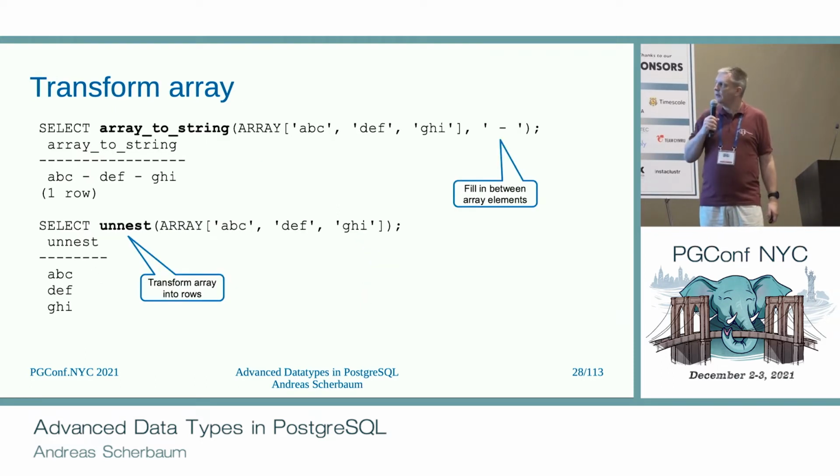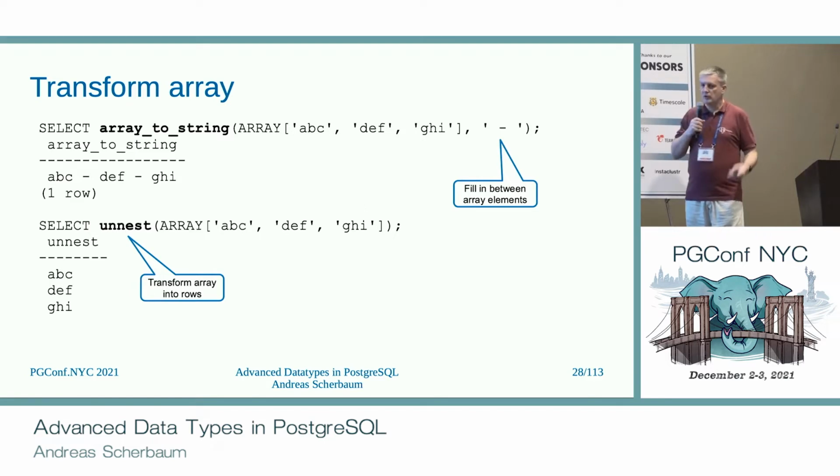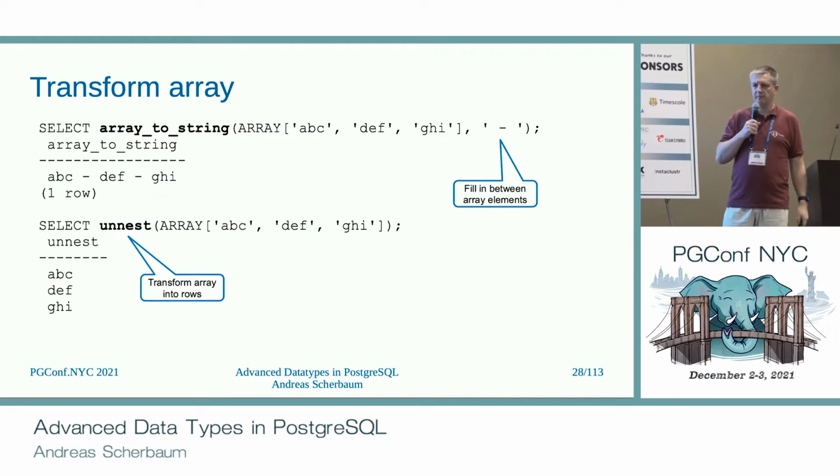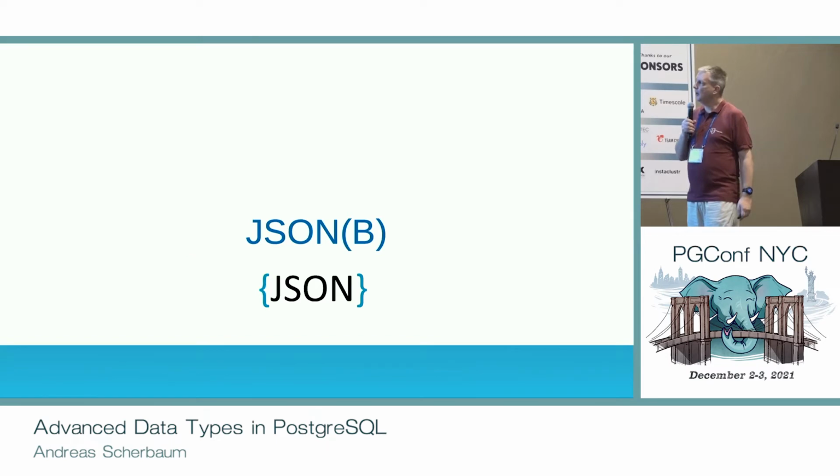You can transform arrays into strings. So if you need to have this array in another form your application might want to use, using array2string, and you can specify what kind of string you want to fill in between the array elements. Dash or pipe or whatever your application can work with. Maybe a comma to get a CSV back. Or you can unnest an array, and then you get multiple rows back. Every element in your array will have one row in your result set. Good. Any questions about arrays?